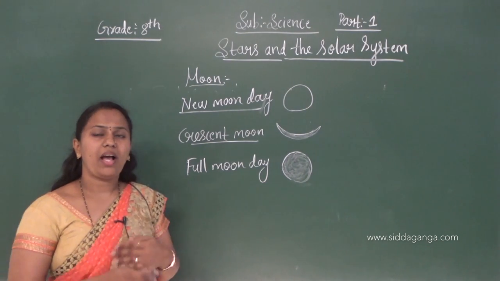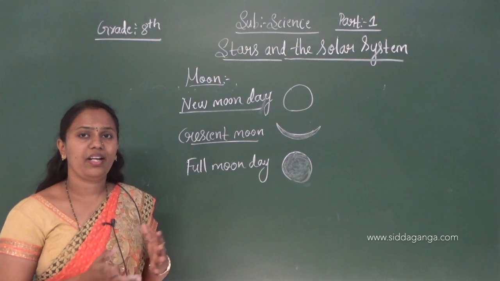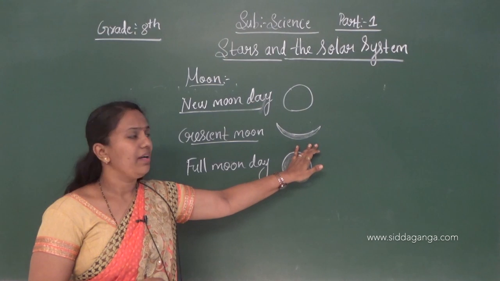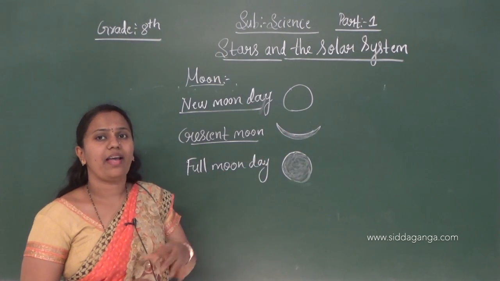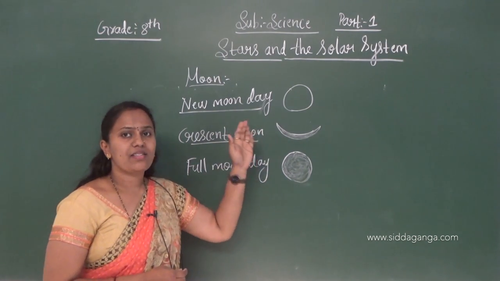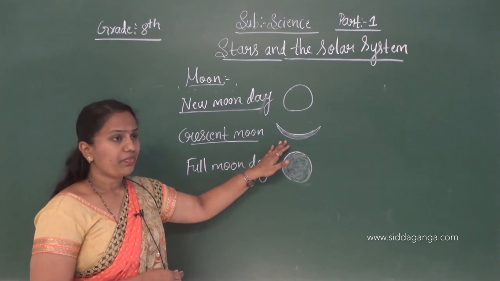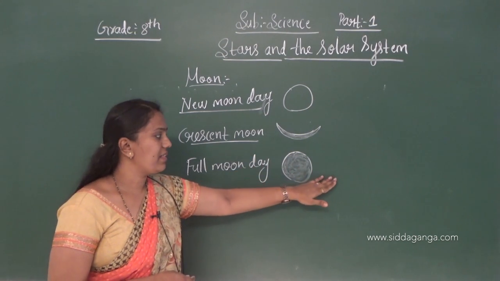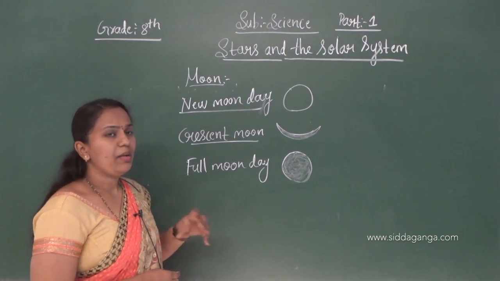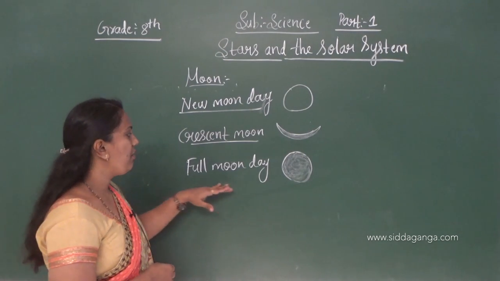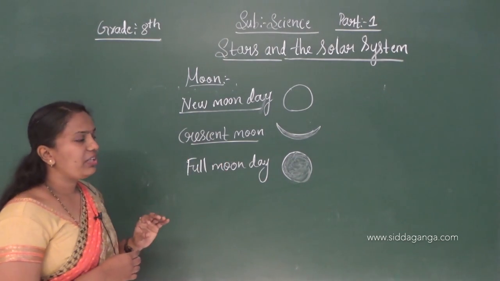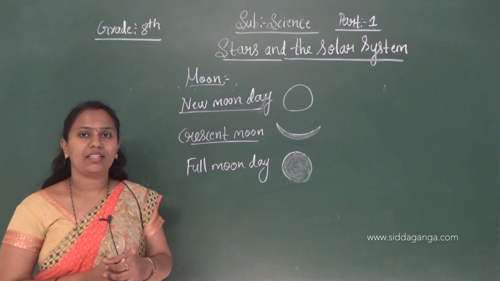So over the next 15 days, it will start to develop like a small disk, a sharp crescent-like shape, and we start seeing the moon, is it? Then after the next 15 days, we can see the full moon day, hunnime, when we see the complete moon. Now we call it full moon day, is it? This full moon day and new moon day happen once every 15 days monthly, is it?